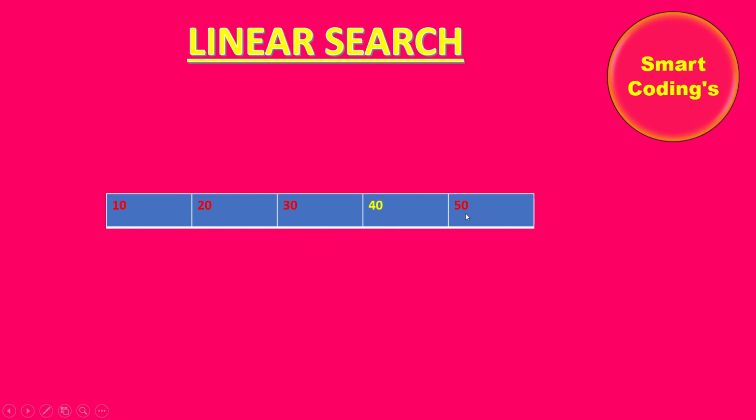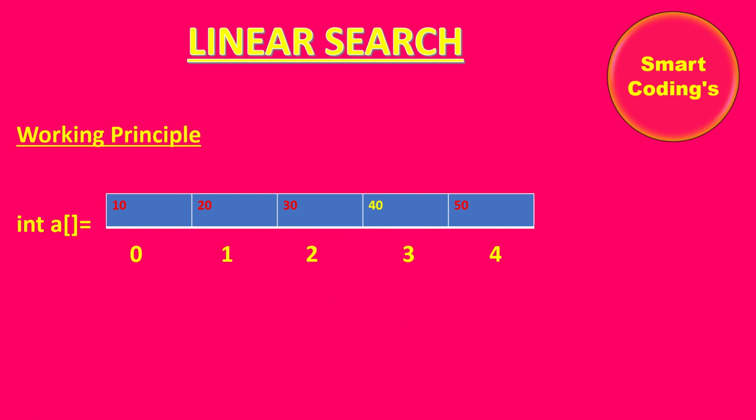Now this is the working principle. I will demonstrate how it works. Suppose there are 5 elements in an array called A over here. Now we have to search, suppose, 40. So it is of a different color, suppose 40. Now these 10, 20, 30, 40, 50 are the elements or the values of the array, and 0, 1, 2, 3, 4 are the indexes of the array.